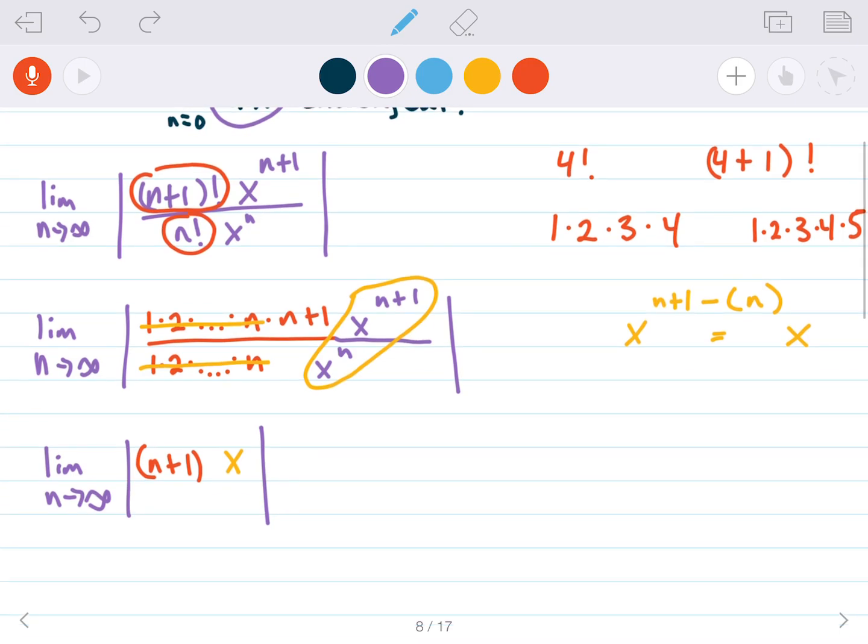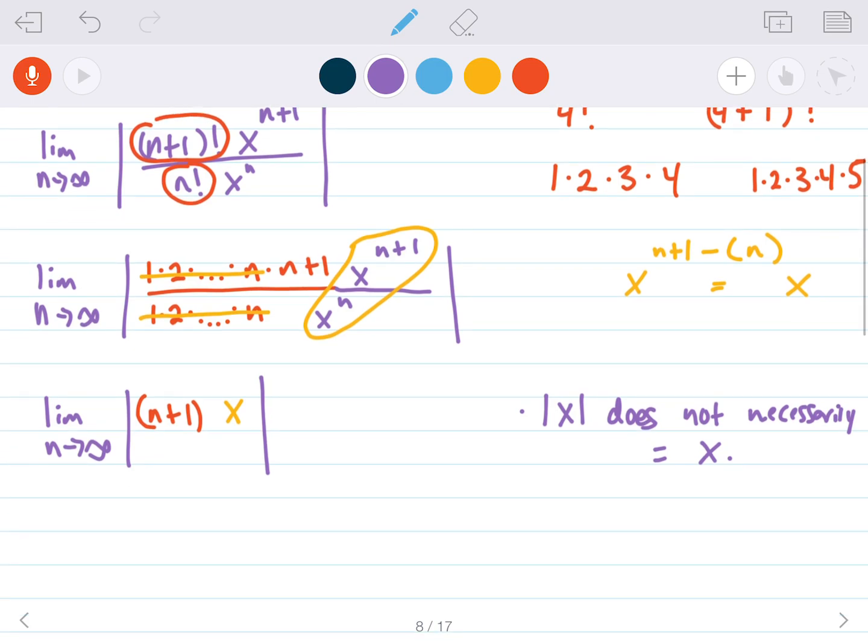Why is that? Well, because the absolute value of x does not necessarily equal x, right? What if x is negative 1? Well, the absolute value of negative 1 is positive 1. Those don't equal each other, right? So that's why we can't divorce the absolute value bars from x, okay? But we can take them off of the n plus 1.